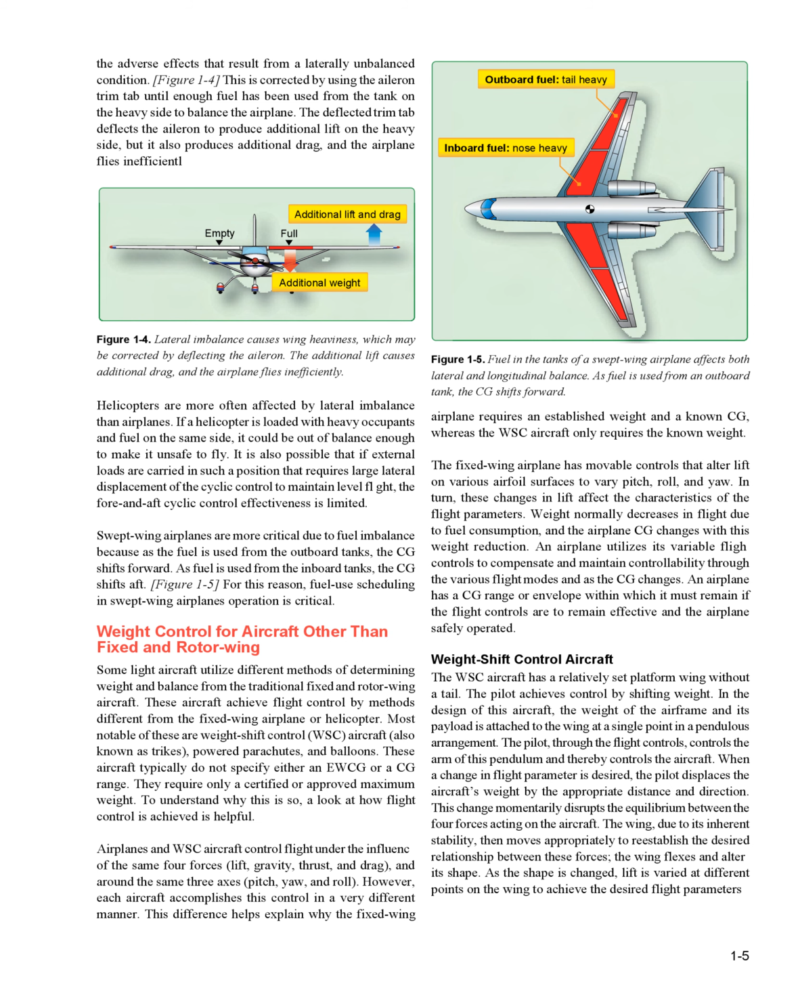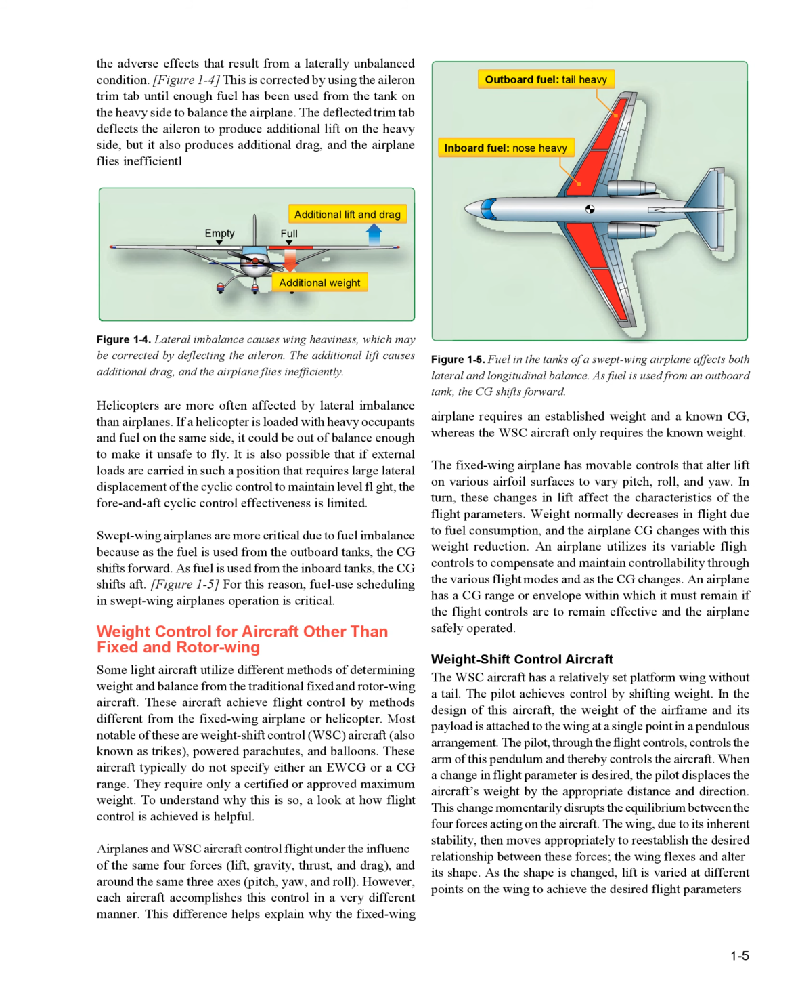Swept-wing airplanes are more critical due to fuel imbalance because as the fuel is used from the outboard tanks, the CG shifts forward. As fuel is used from the inboard tanks, the CG shifts aft. Figure 1.5, for this reason, fuel use scheduling in swept-wing airplane operation is critical.